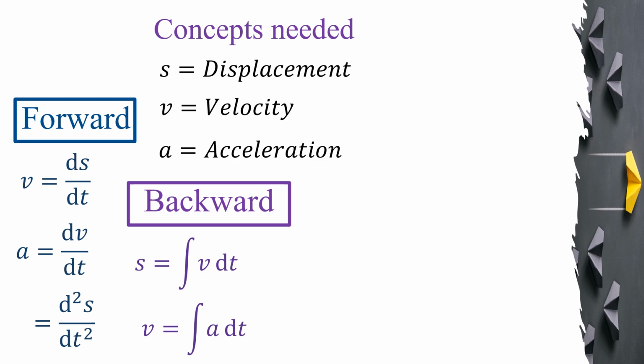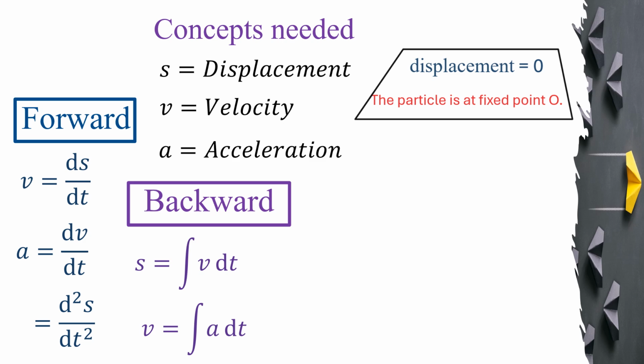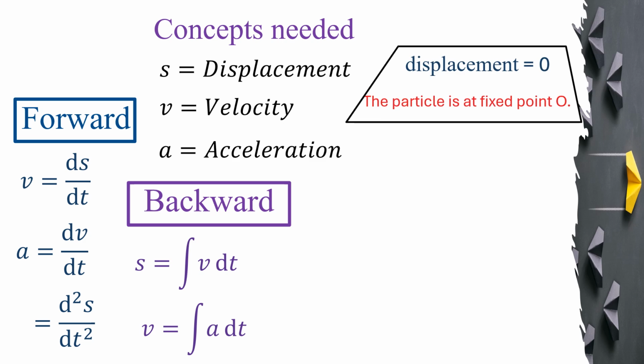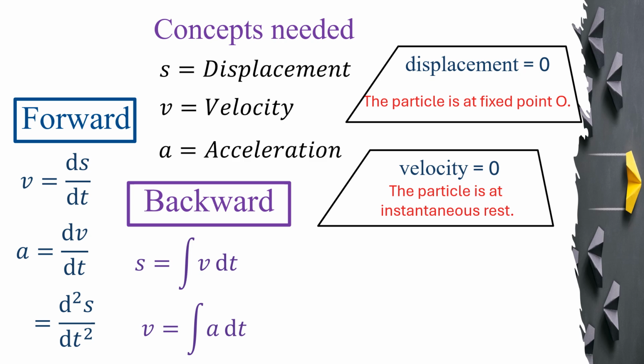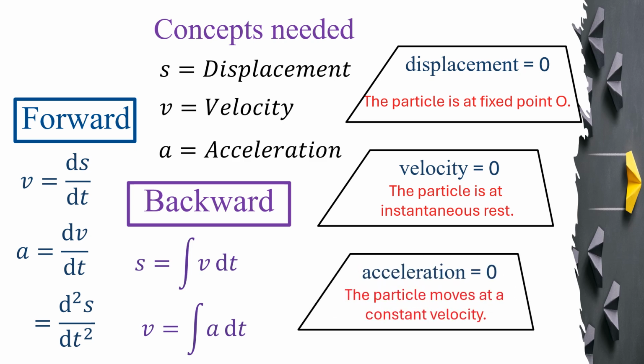Besides this, there are some other important concepts that we need to know. If you are told that displacement is equal to 0, that means the particle is at fixed point O, or it returns to the fixed point O. If you are told that velocity is equal to 0, it means the particle is at instantaneous rest. If you are told that the acceleration is equal to 0, it means the particle moves at a constant velocity.